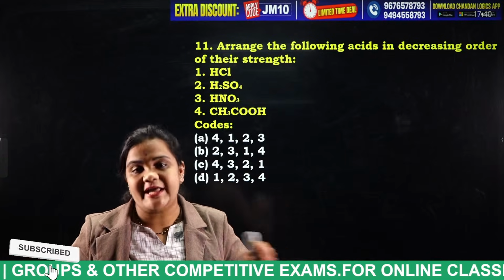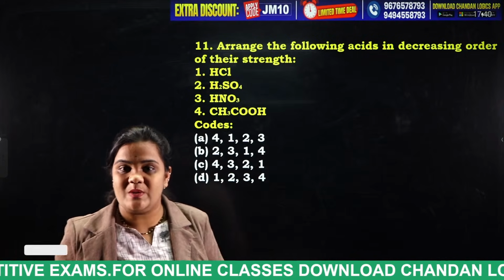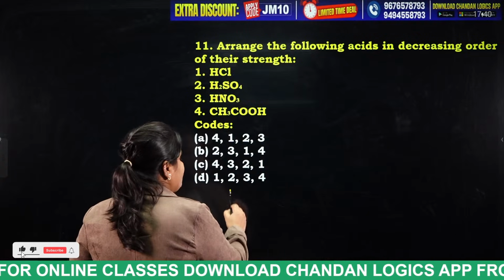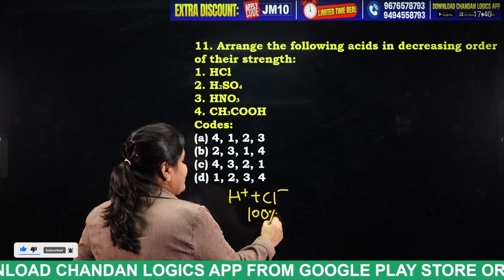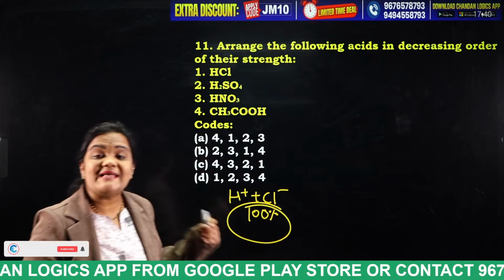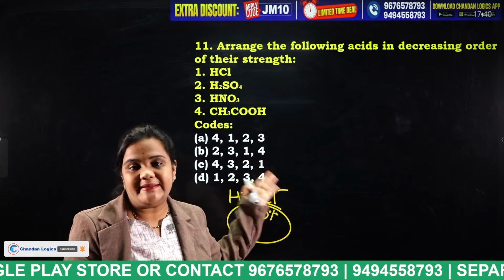Complete dissociation takes place. That means complete separation of ions takes place. So what is that? H plus and Cl minus. So this is 100% dissociation. So we say it is having the highest strength when compared to all other acids.